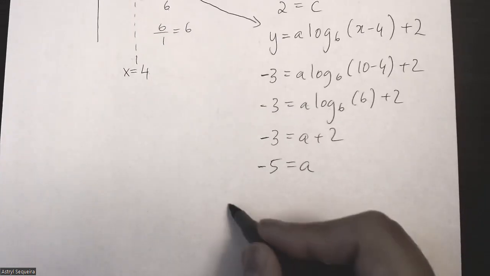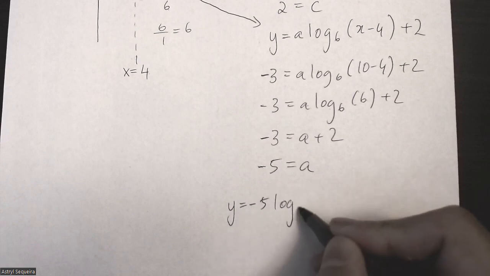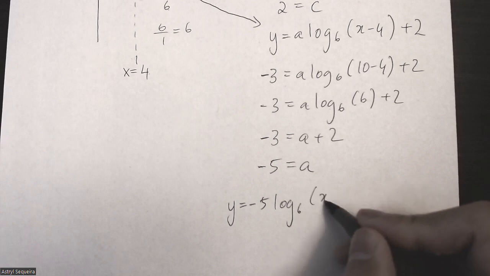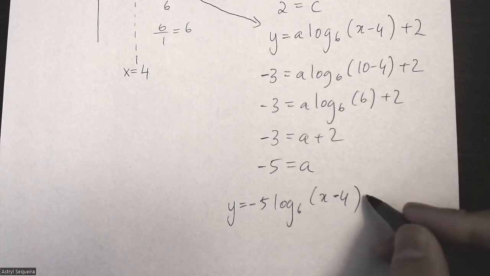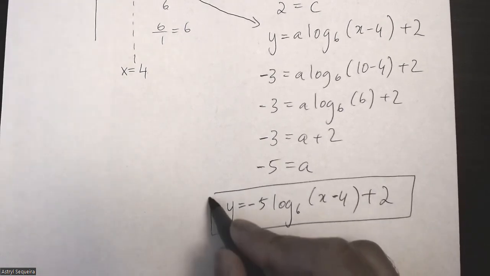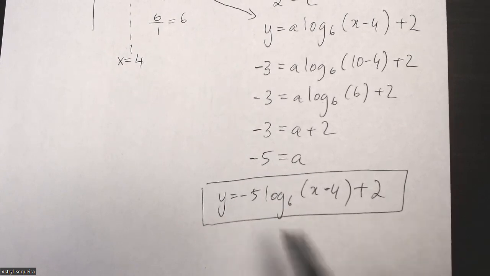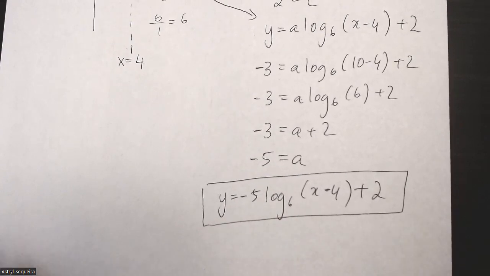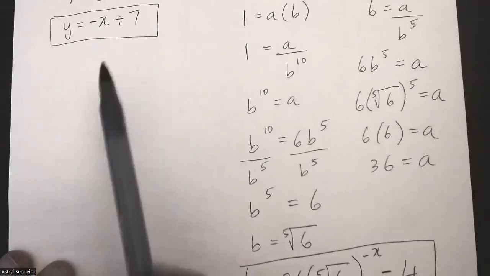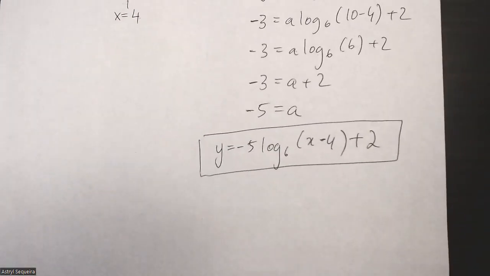So my log equation for this question would be y equals negative 5 log base 6 of x minus 4, plus 2. Now, there are multiple possible solutions here. You could have always done this in another way, but this is one of the possible solutions, the easiest one for me to find. And as you can see in this video, I've shown you how to find a linear, exponential, and log equation given 2 points.